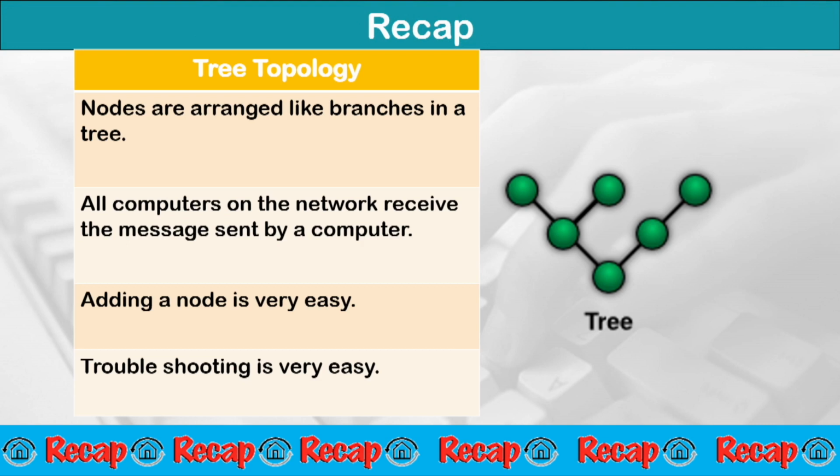The last and the fifth topology that we learned was the tree topology. Nodes are arranged like branches in a tree. All computers on the network receive the message sent by a computer. Adding a node is very easy. Troubleshooting is very easy.